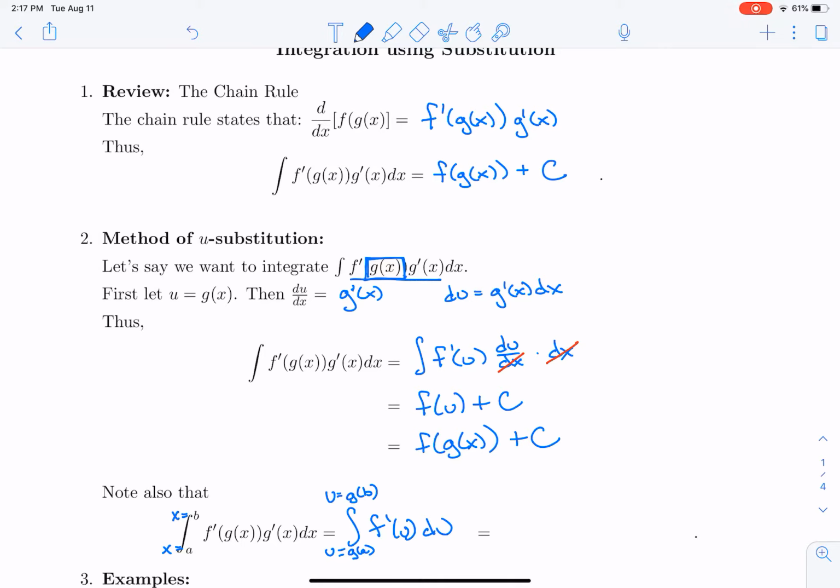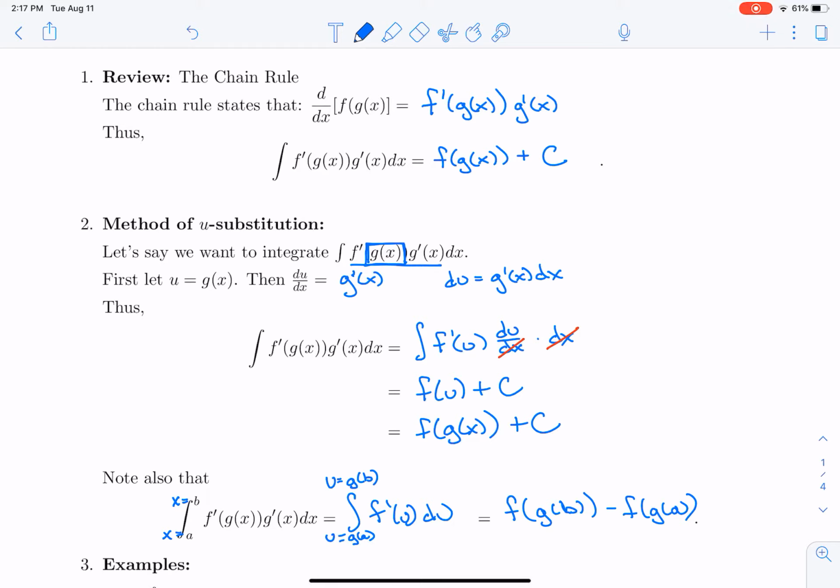And so if we evaluate this integral using the fundamental theorem of calculus, what we should have then is f of g of b, because the antiderivative, again, is just f of u, minus f of g of a. Now this gives you a little bit of a justification for integrating using substitution, but I'd like to do a couple examples that really kind of illustrate the technique.